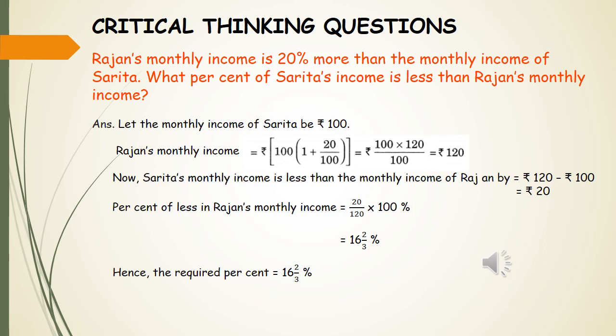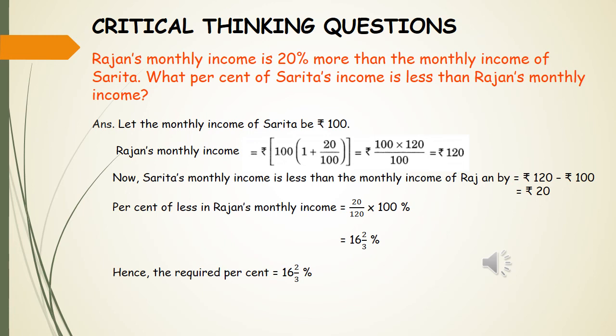Critical thinking question on percentage. Rajan's monthly income is 20% more than the monthly income of Sarita. What percent of Sarita's income is less than Rajan's monthly income? In most cases, you will say the answer is 20%, which is not correct. Now we have to develop a concept that percentage is always calculated on the initial value.